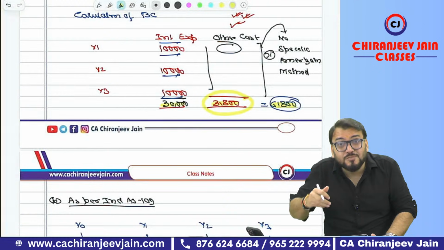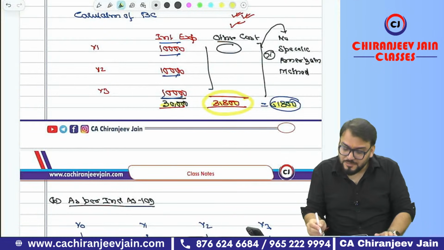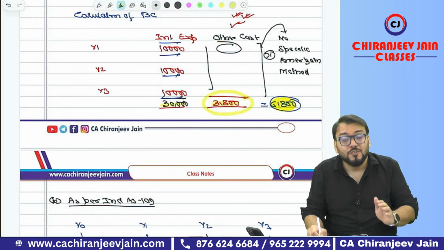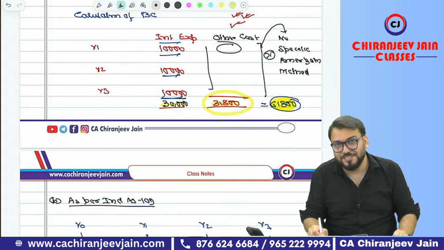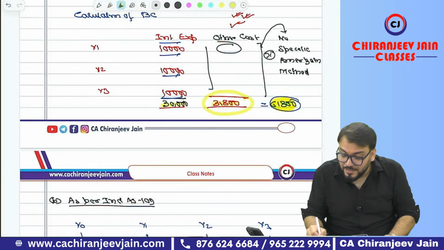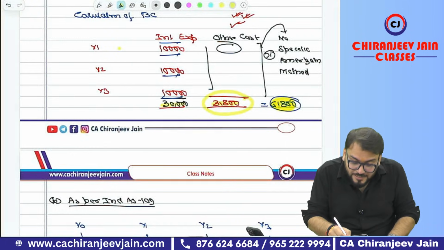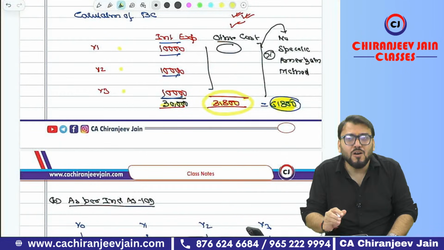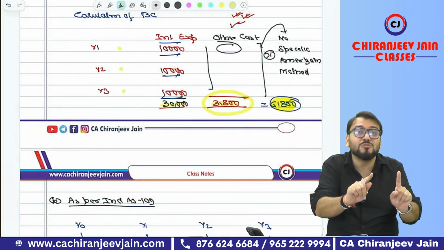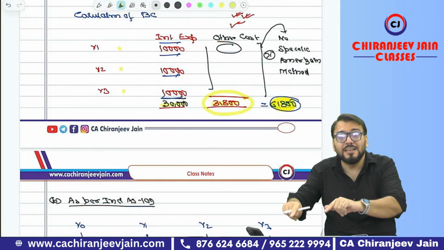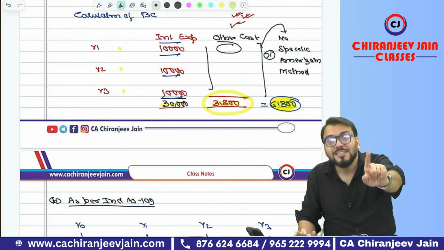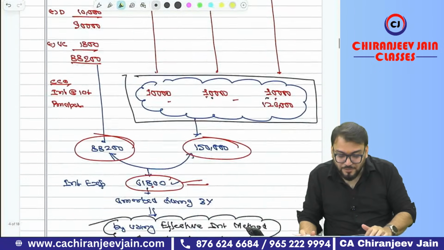Now Ind AS 109 says don't worry, the total borrowing cost remains the same, but this 61,800 will be amortized by applying the effective rate of interest. We need to calculate one effective rate of interest so that this 61,800 is amortized in year 1, year 2, year 3 on some effective basis. As per AS, there was no effective amortization given. As per Ind AS, they have given effective amortization. This is the only difference. Did you understand?